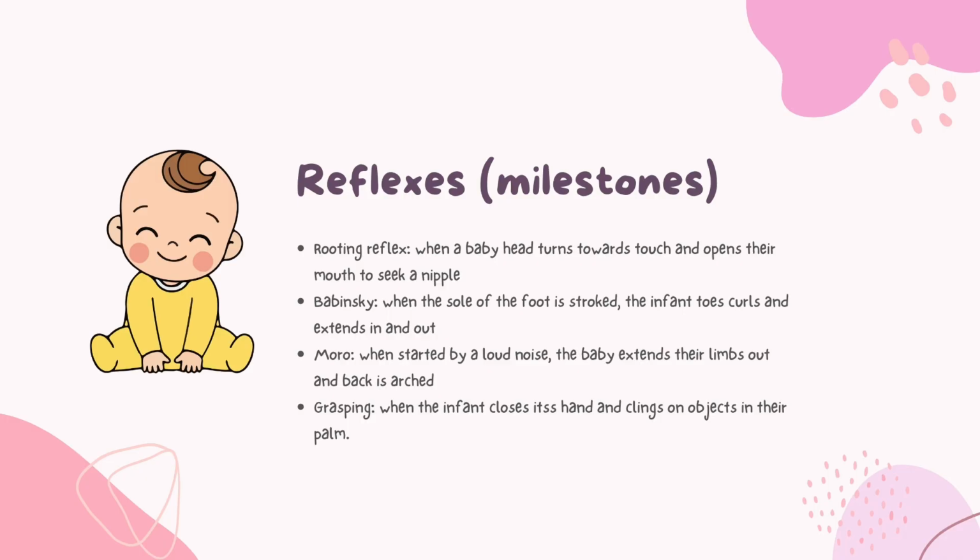Babinski is when the sole of the foot is stroked, the infant's toes curl and extend in and out. Moro is when, startled by a loud noise, the baby extends their limbs out and their back is arched. Grasping is when the infant closes its hand and clings onto objects in their palm.